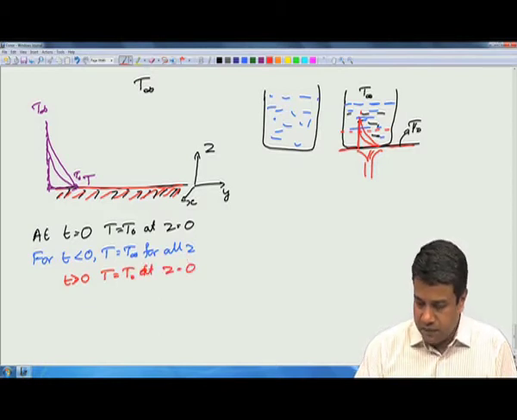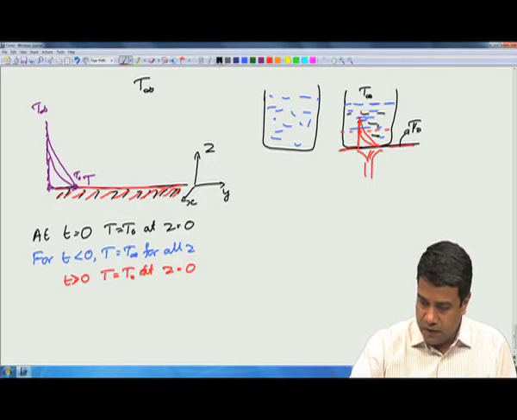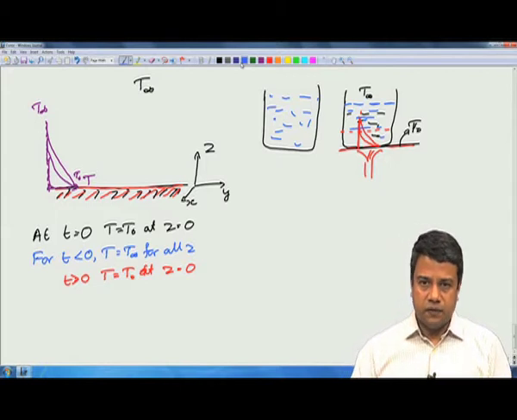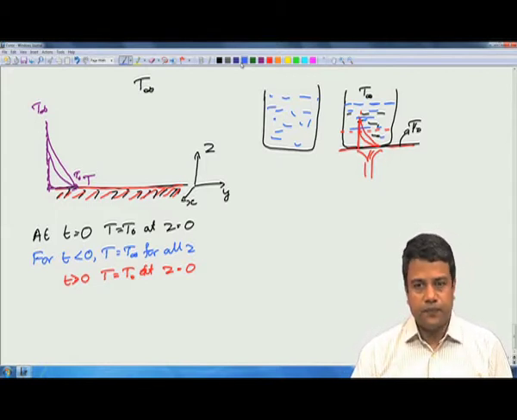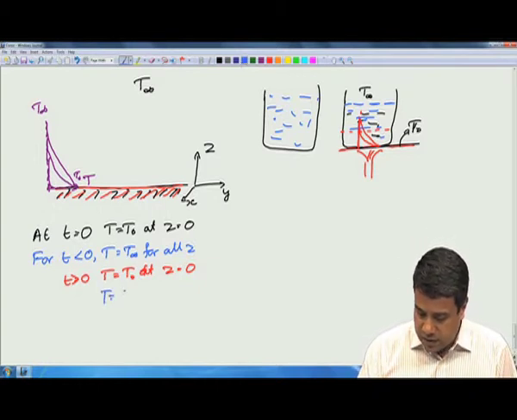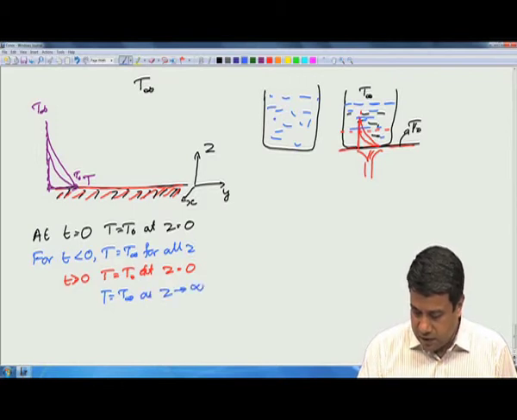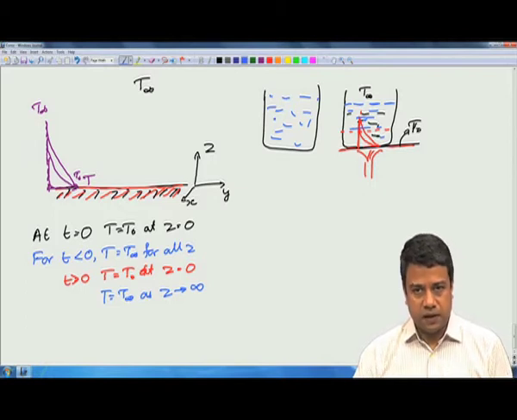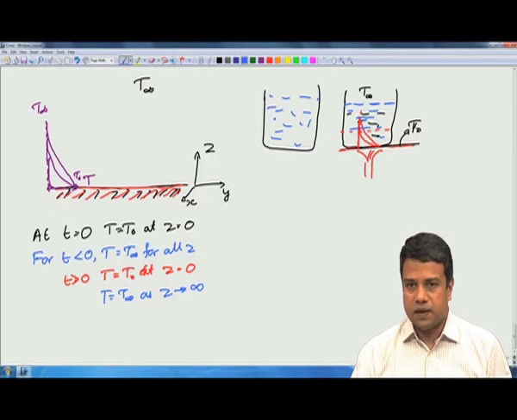However, if you go far from the surface, since this is an infinite fluid, if you go sufficiently far from the surface, the temperature is going to be equal to T infinity. So T is equal to T infinity as z goes to infinity. That is the problem that we have to solve, and we do that by doing a balance.